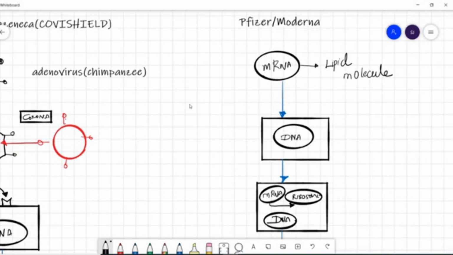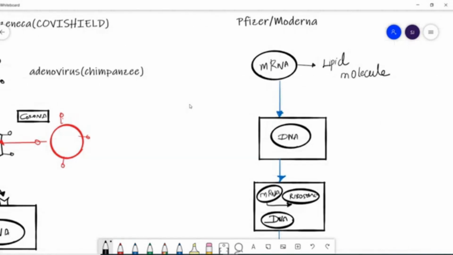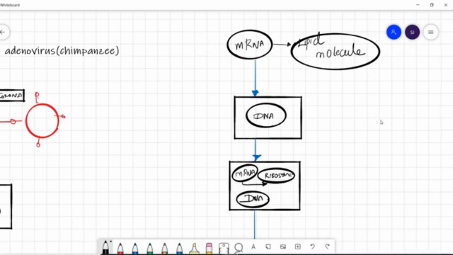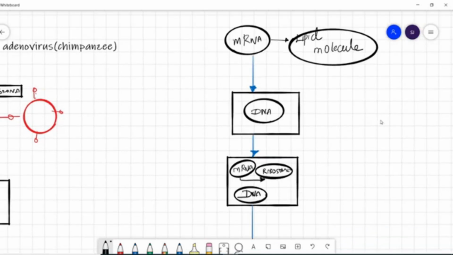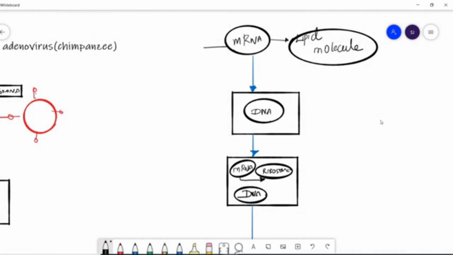Rather, we make it directly. If you see in the transcription process, the genetic material gets transcribed using an mRNA, or messenger RNA. What Pfizer and Moderna do is make an mRNA and coat it with a lipid molecule and directly inject it into the body. In this case, we are not using any virus or any material. Rather, we make the information of the mRNA. The information we make is the information of the spike protein.